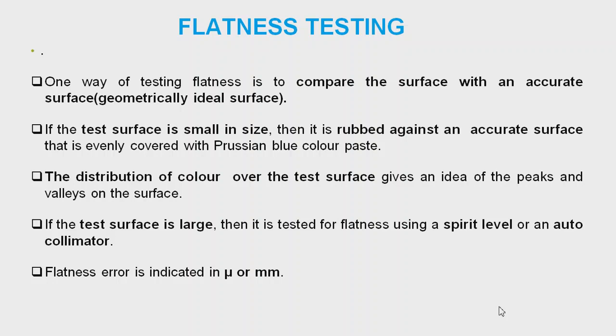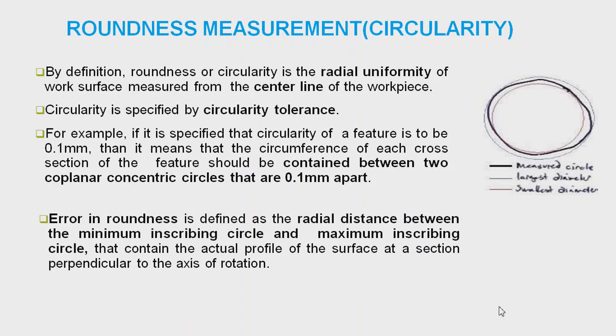Now, if the test surface is large, then this method cannot be used. Then a spirit level and autocollimator are to be used. Flatness error is indicated in microns or millimeters. The next in this series of form measurement is roundness measurement. Roundness is also known as circularity.